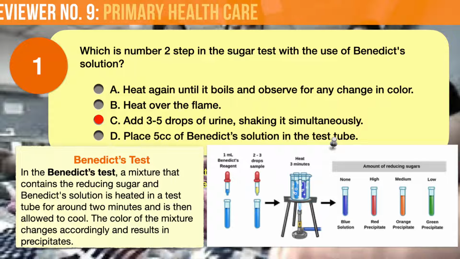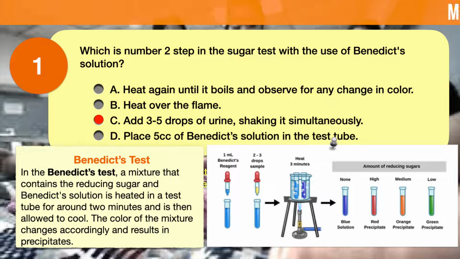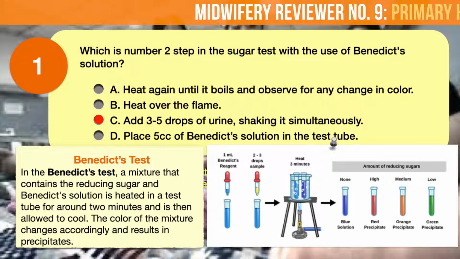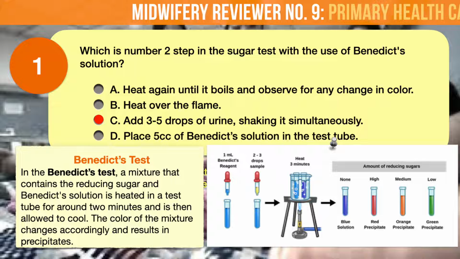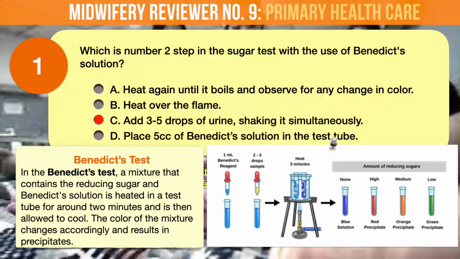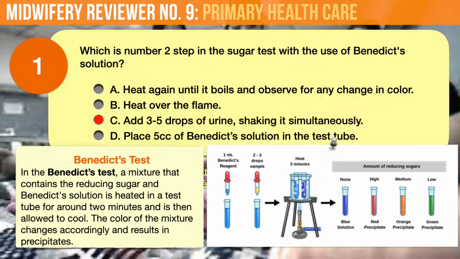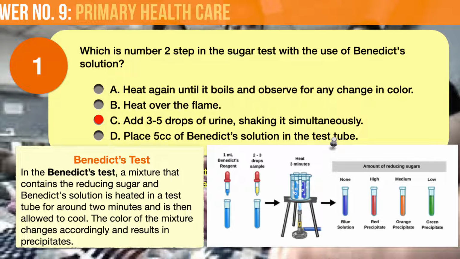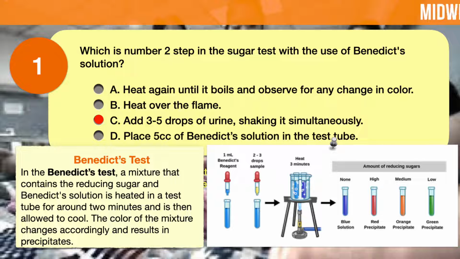Here's the step-by-step procedure. 1. Approximately 3 to 5 milliliter or cubic centimeters of Benedict's reagent is placed into a clean test tube. 2. About 3 to 5 drops of sample, that is, urine, is added into the test tube. 3. The solution is then heated in a boiling water bath for 3 to 5 minutes. 4. Observe for color change in the solution of test tubes or precipitate formation.